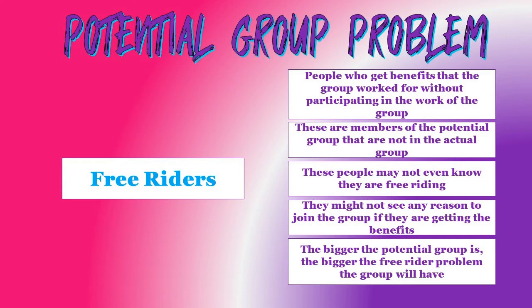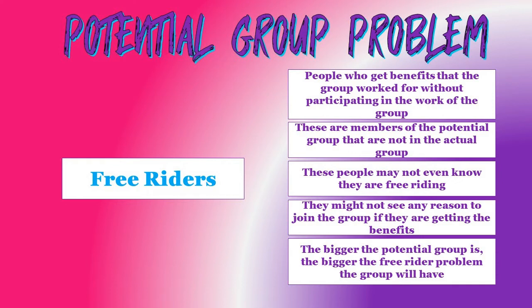So these are people that fall into the potential group. They have never done anything to join the actual group. So they're getting the benefits of whatever the interest group works for, but they're not participating in the activities of the group. They're not registered or donating or showing up to events or anything like that. They're not helping the interest group achieve their goal, but they're benefiting when the interest groups do achieve their goal. Most people don't even know that they're free riding.